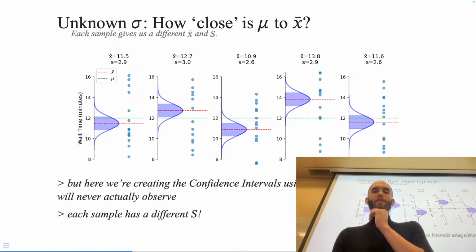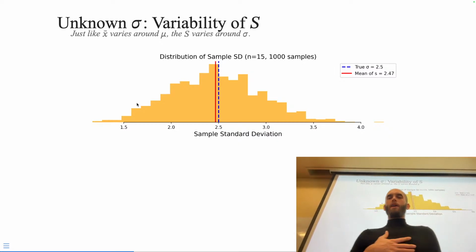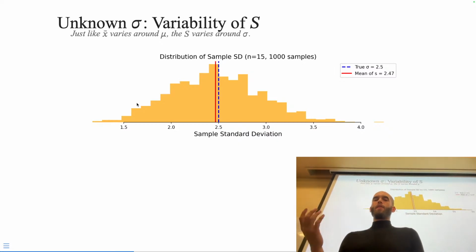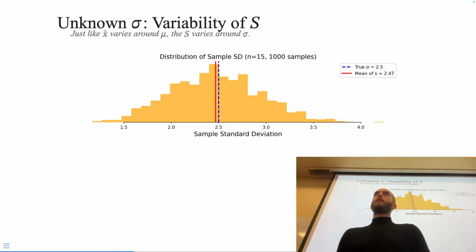So each one of these confidence intervals assumes that we know sigma. But for the rest of the semester, we're going to assume that we don't. And this is the true sort of working environment. Okay, so what I've done here is just plotted out, I took 1,000 samples with a sample size of 15, and then plotted out the distribution of the sample standard deviations. And we have some variability here. I showed you a picture much like this last time.